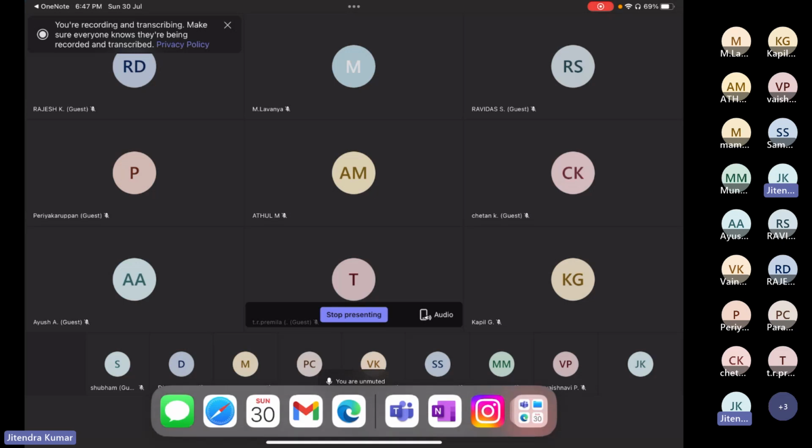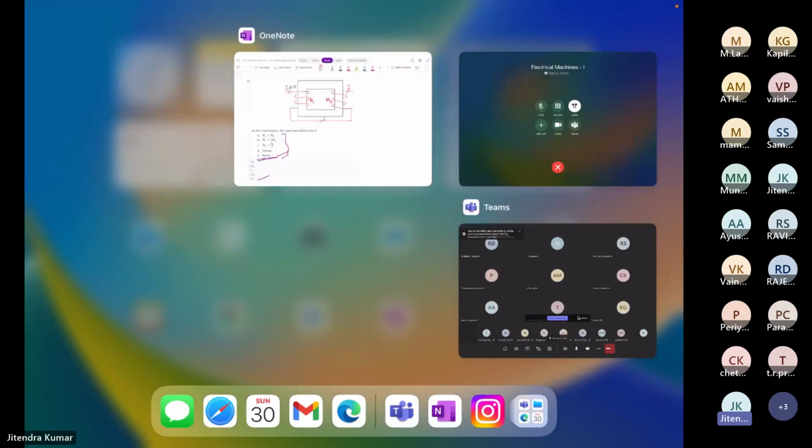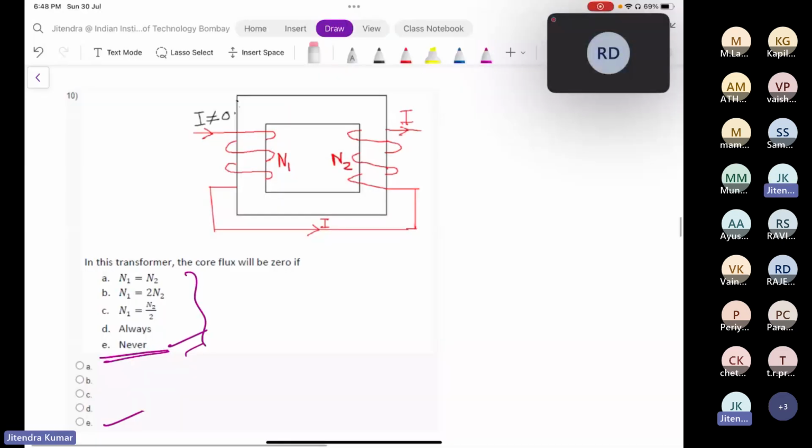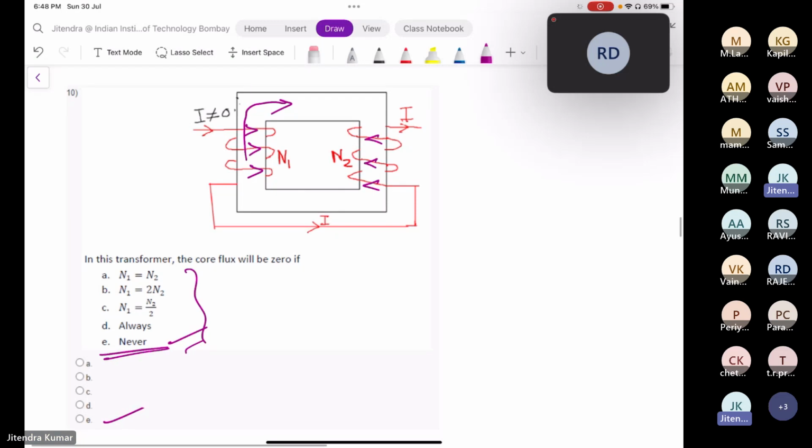Okay, so due to the primary winding, you can see that the flux will flow clockwise, and from the secondary winding, you can see that the flux will again flow in the clockwise direction, right?